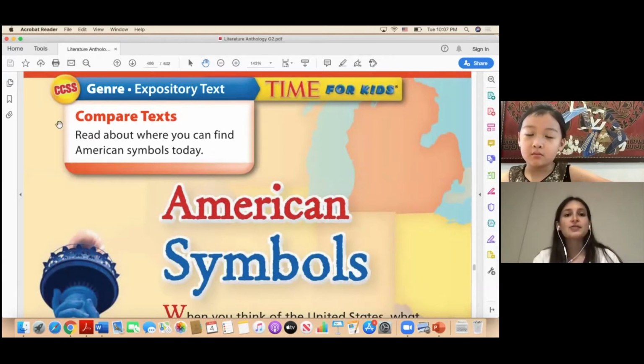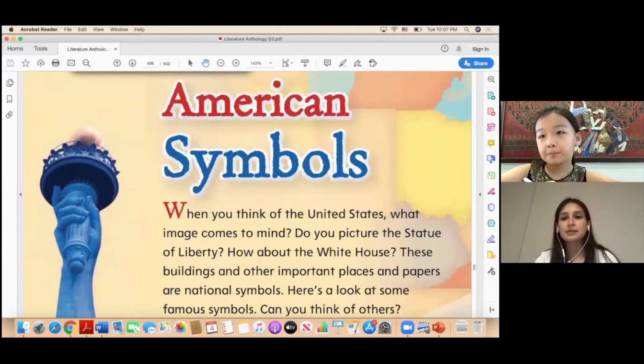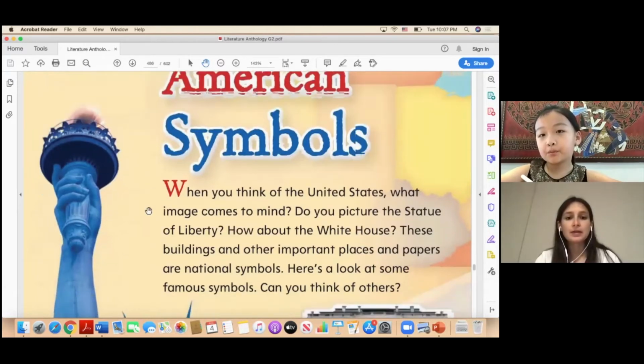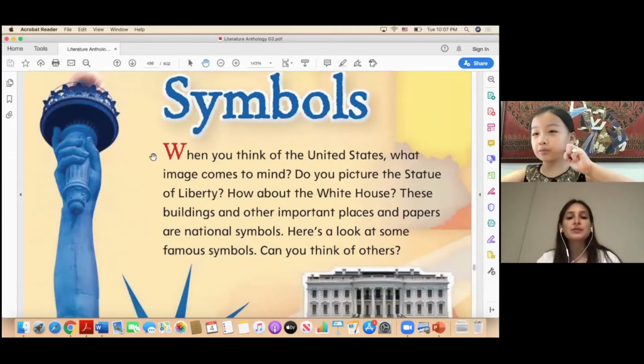So, genre, expository text. Okay, American symbols. When you think of the United States, what image comes to mind? Do you picture the Statue of Liberty? How about the White House? These buildings and other important places and papers are national symbols. Here's a look at some famous symbols. Can you think of others?